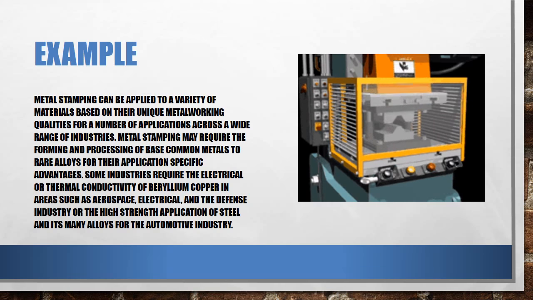Examples: metal stamping can be used or applied to a variety of materials based on their unique metalworking qualities for a number of applications across a wide range of industries. Metal shaping may require the forming and processing of common base metals to rare alloys for their application-specific advantages.